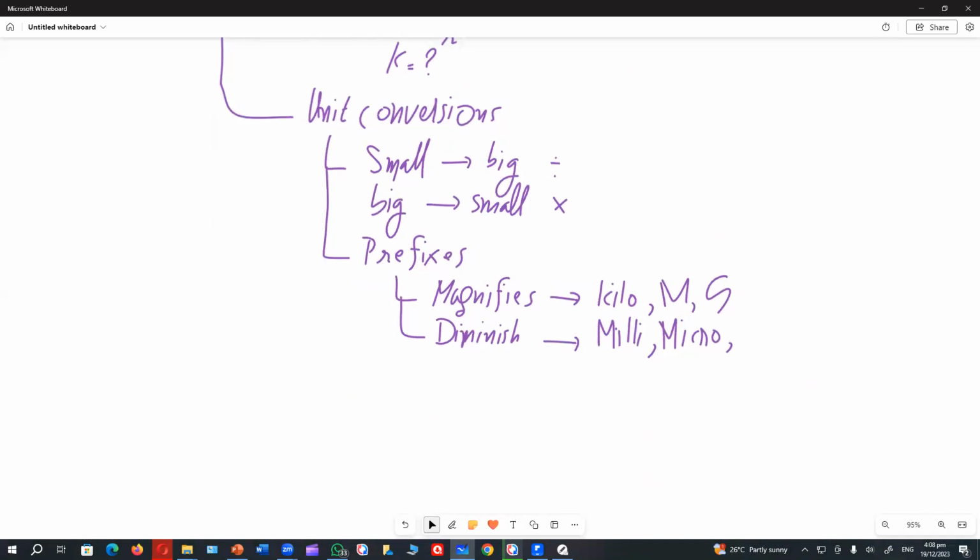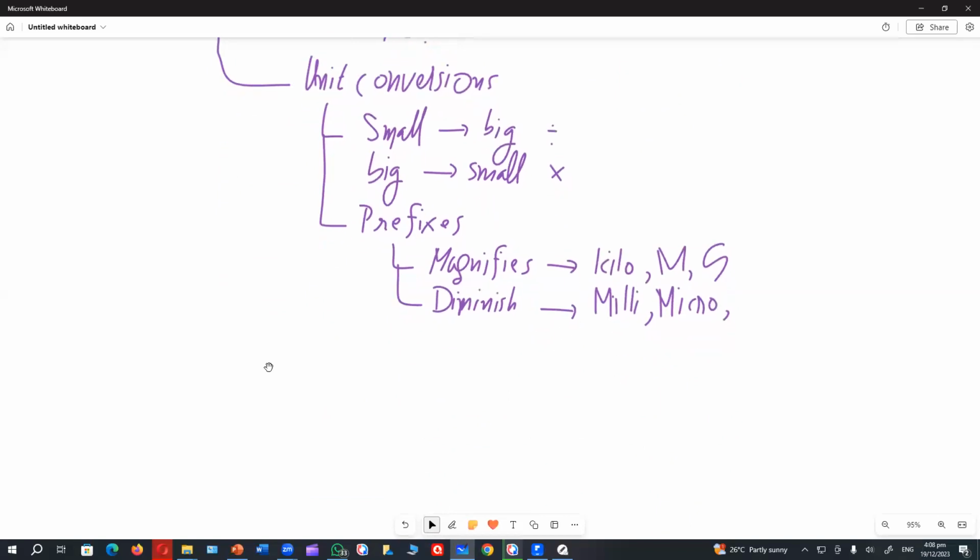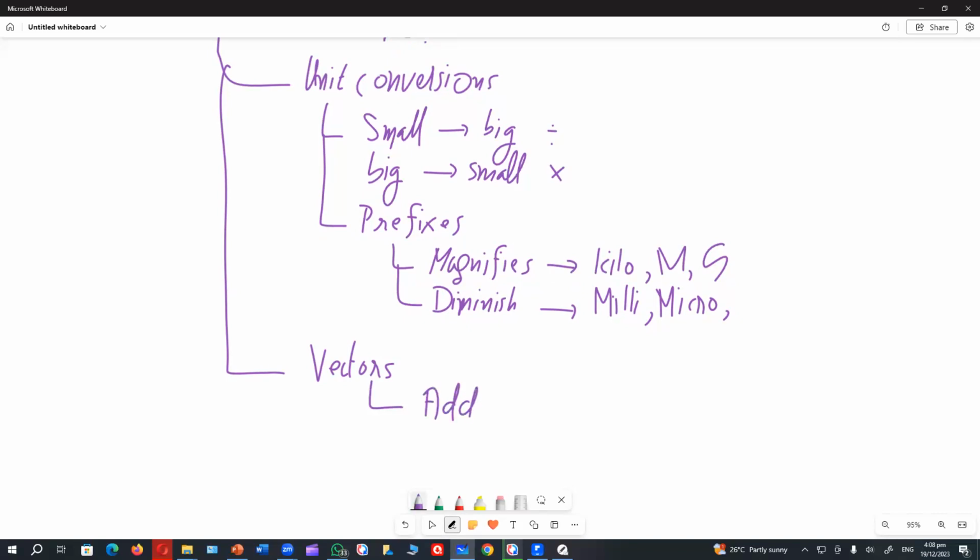Then if we go forward in this chapter, the next feature of discussion is the topic of vectors. Vectors is a very important topic of this chapter. There are two main concepts of vectors to come in the paper. One is called addition of vectors, which is the resultant vector.